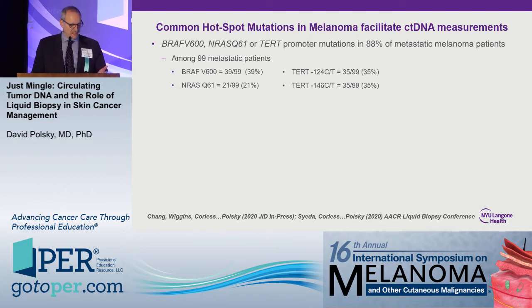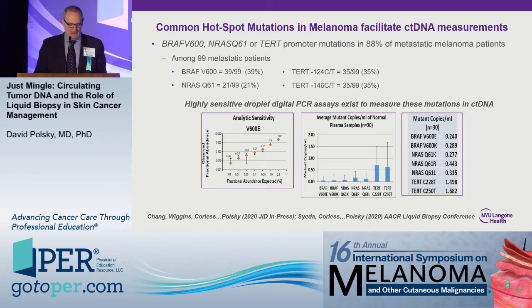so that gets you up to about 60%. And then these two TERT promoter mutations, which regulate the transcription of the telomerase reverse transcriptase gene, are also typically mutually exclusive, and each one was present in about 35% of patients, so that's 70% right there. Now, some of these co-occur with BRAF and NRAS, but about 2/3 occur on their own, so you put it all together, and about 88% of patients have a mutation that we could measure using assays for these mutations. And that's what we've done in our lab.